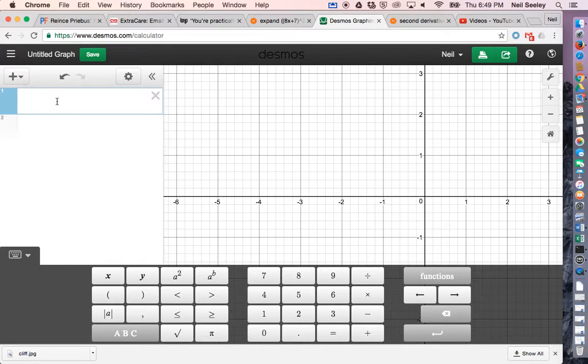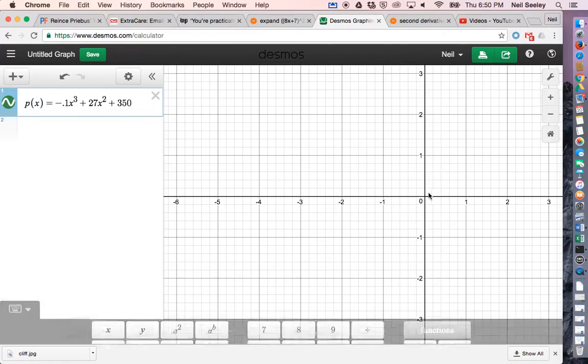And I'm going to graph the original profit, not the derivative. That looks like P of x equals negative 0.1, we're going to go fancy here, x to the third. I don't think it likes s's, so I'm going with x's, plus 27x squared, and then plus 350. Bingo. And then I can't see it, right? Because it's off the charts.